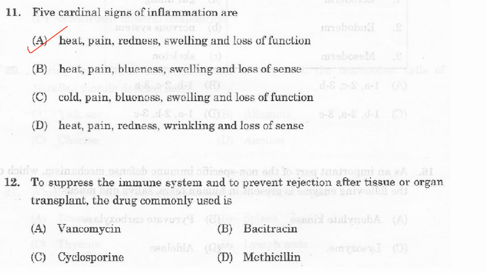To suppress the immune system and to prevent rejection after tissue or organ transplant, the drug commonly used is cyclosporine. So they have asked which is an immunosuppressant drug. Immunosuppressants suppress the immune system and prevent rejection of tissue or organ transplant. So an immunosuppressant drug here is cyclosporine. Answer is option C.